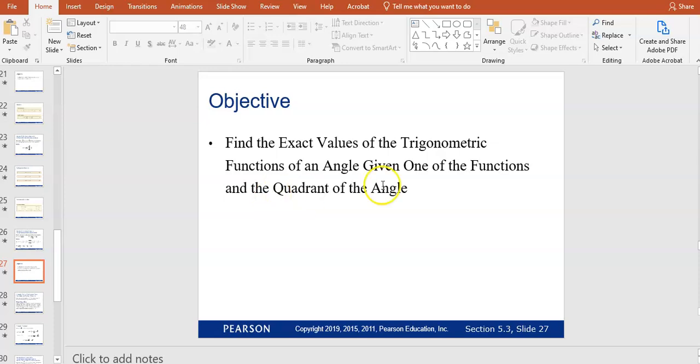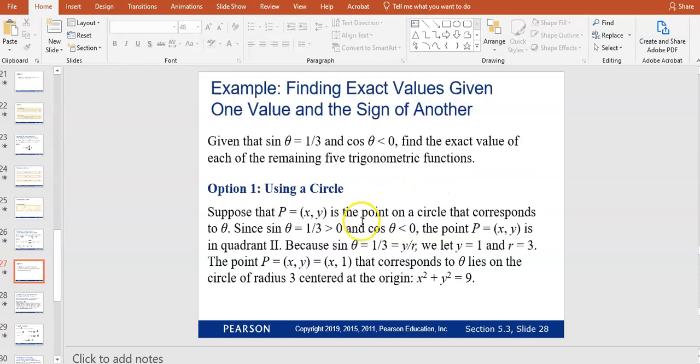Now let's find the exact values of some trig functions given the quadrant and an angle. Let's look at this. We have sine theta is 1 over 3 and cosine theta is less than 0. They can make this a little challenging, but I like creating a triangle and then using my SOHCAHTOA, or how we know our sine and cosine functions. So let's take a look.